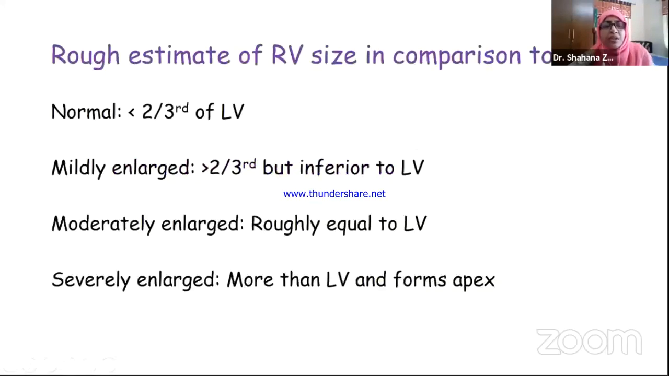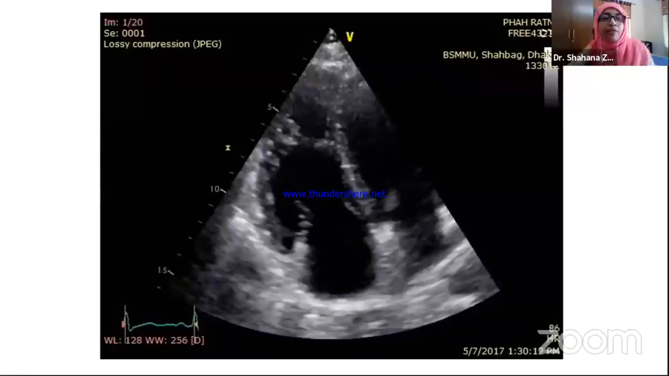RV measurement: a rough estimation of the RV size in comparison to the LV. Normal RV size is less than 2/3 of the LV. It is mildly enlarged when it is more than 2/3 but less than the same size as the LV. If it is roughly equal to the left ventricle, then it is called moderately enlarged. If it is larger than the LV and forms the apex, we call it severely enlarged.